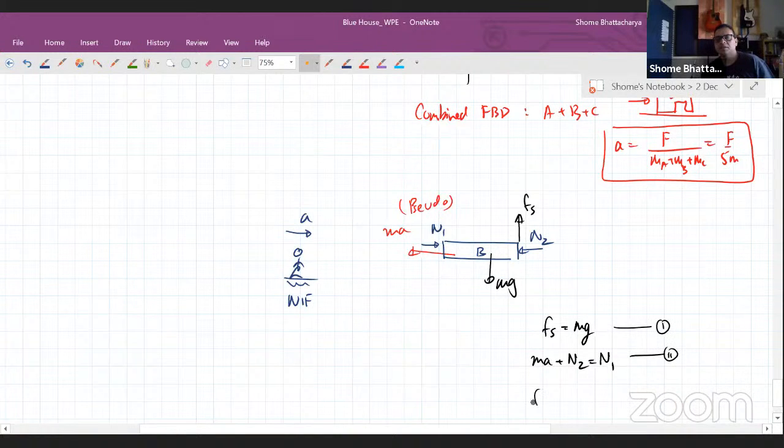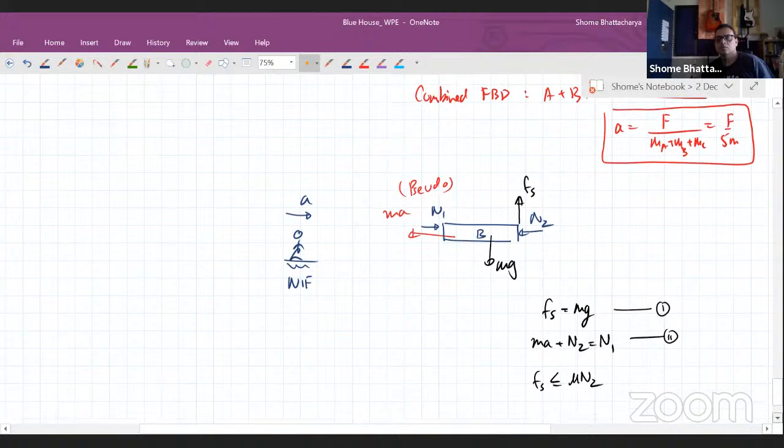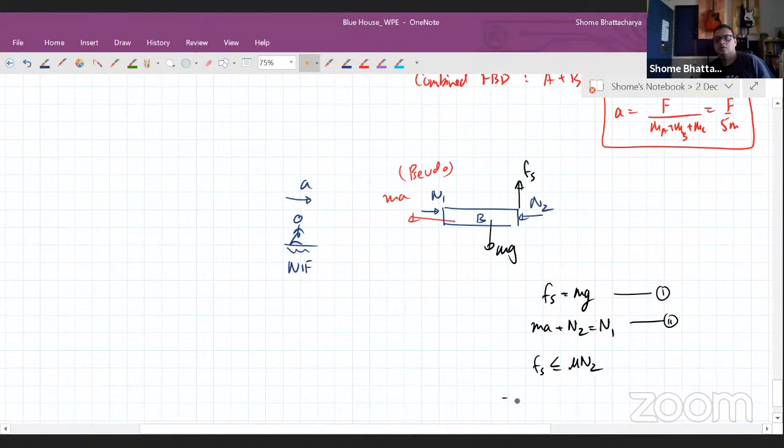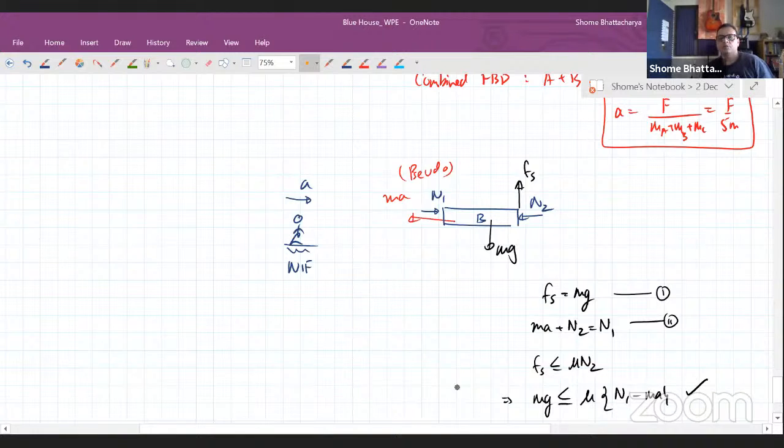And the limiting condition is that static friction cannot exceed mu N2. So mg should be less than or equal to mu into N1 minus ma. So this is the equation we have to solve now. Now we have to eliminate N1 here. So how will we eliminate N1?